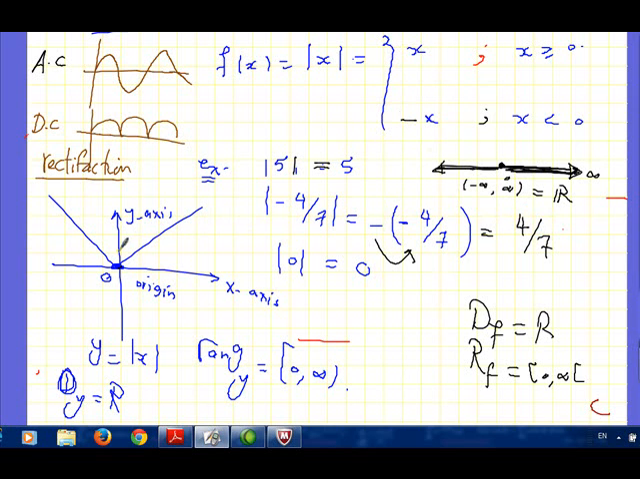The absolute value function has a graph like this, two branches symmetric about the y-axis. The range of the absolute value function is from 0 up to infinity. We don't have negative values for the absolute value function.